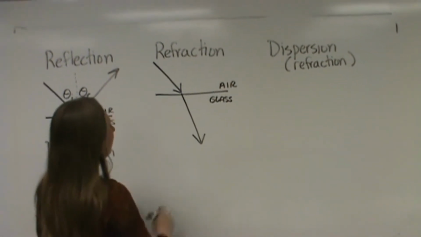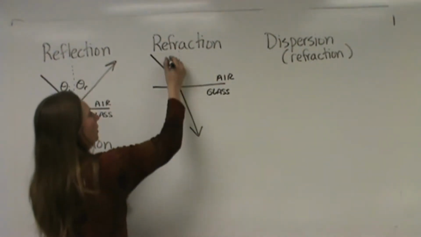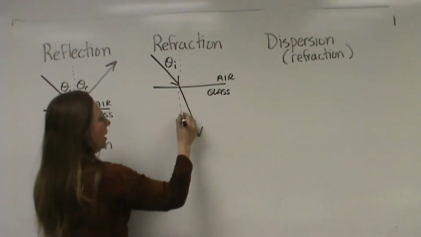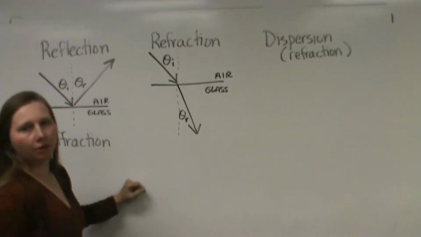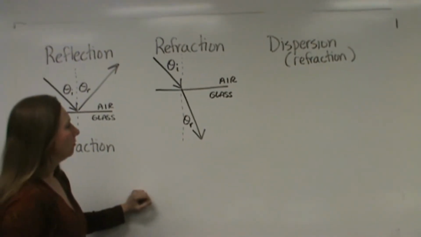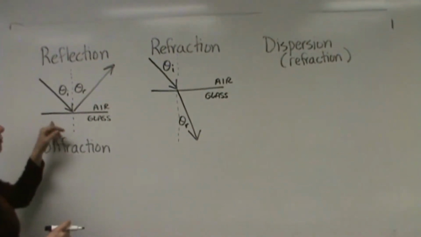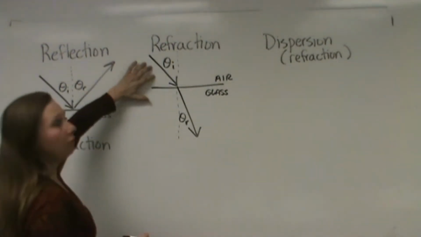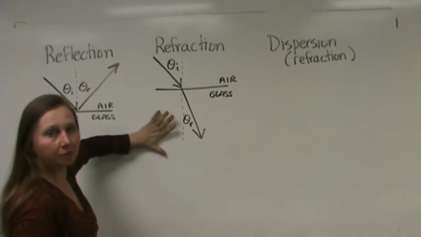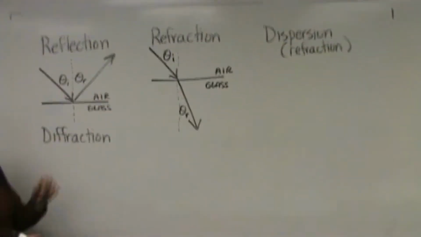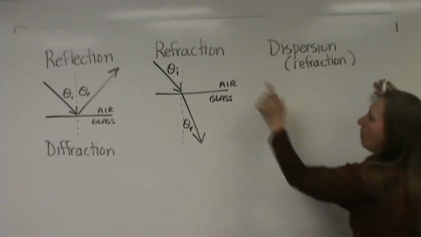Now, in this case, theta I is greater than theta refracted. The incident angle is greater than the angle of refraction. And also, the way that this is different from reflection is that the incident ray is in one medium, the air, and the refracted ray is in the glass. It's different from reflection.